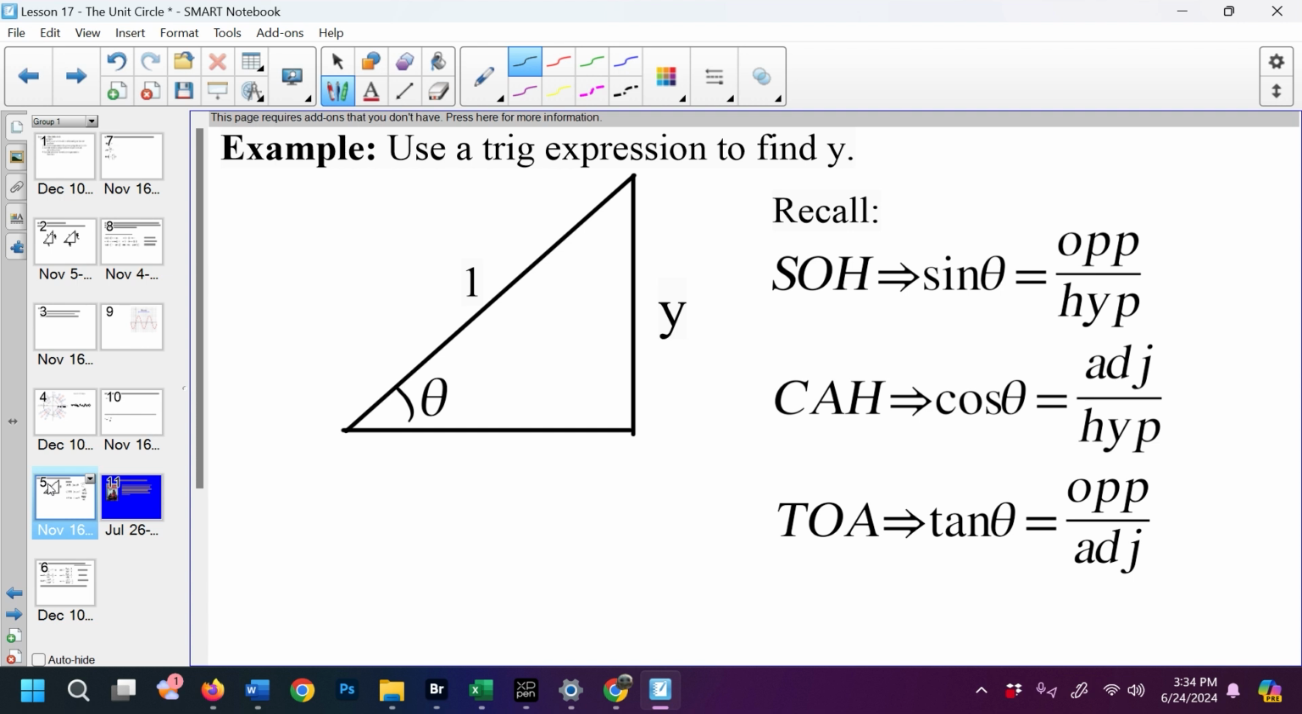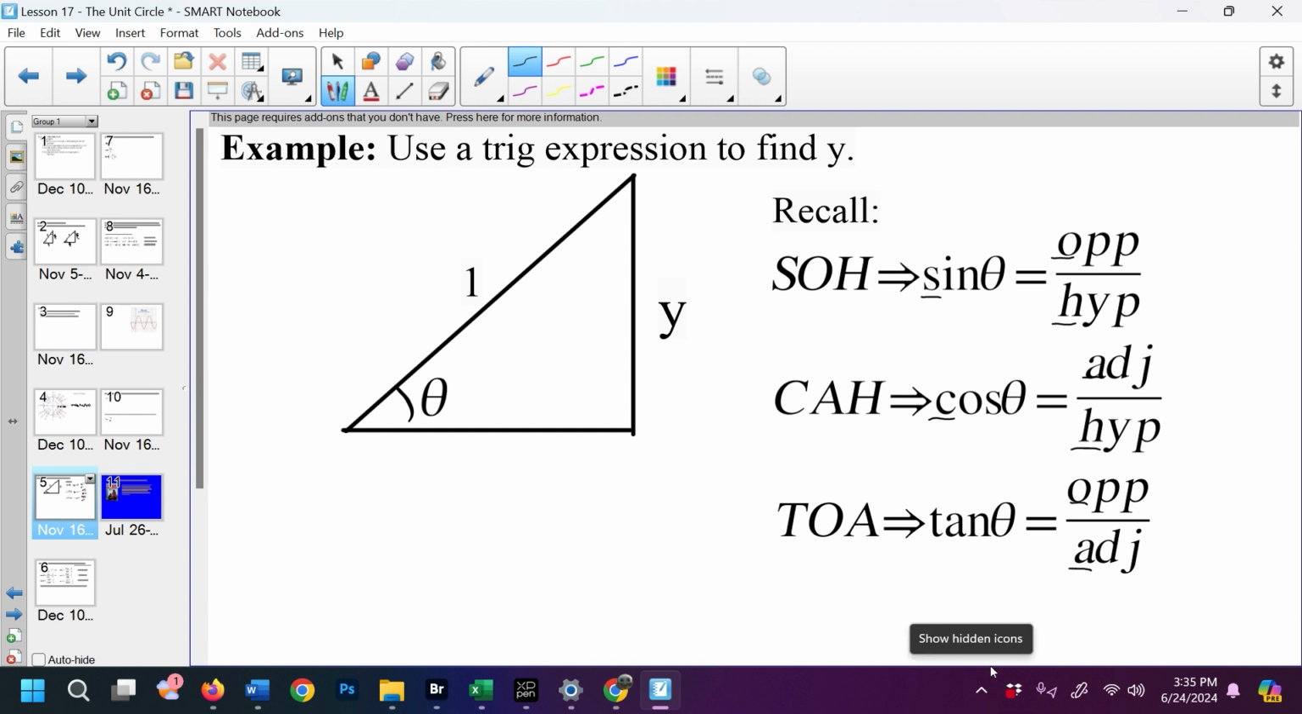Using a trig expression to find y. If you remember from geometry, your SOHCAHTOA mnemonic device. SOHCAHTOA is a mnemonic device to help you remember which trig function to use when solving for a part of a right triangle. When you are talking about sine, you must have an angle, the opposite side to that angle, and the hypotenuse with regards to that angle. When you're talking cosine, you must have the adjacent side to the angle and the hypotenuse. When you're talking about the tangent of an angle, you must know the opposite side and the adjacent side.